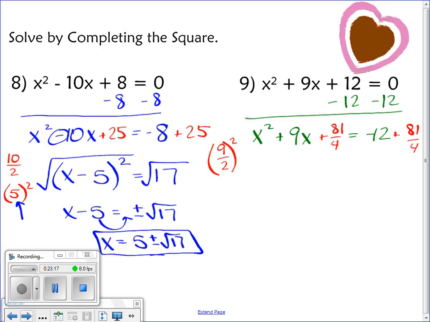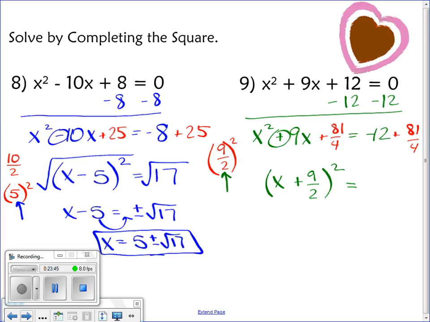All right, those of you who are not so great at fractions, your calculator becomes your best friend. So let's factor this first. We should be able to do that no problem. How does this factor? Good. It's always a plus because of that. It's a 9 over 2 because of that right there. And then those of you who are not so great at math and fractions, grab your calculator. What's negative 12 plus 81 fourths?